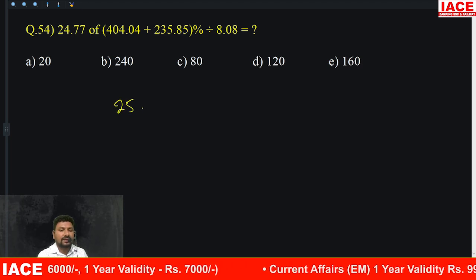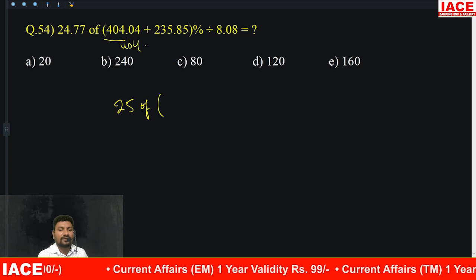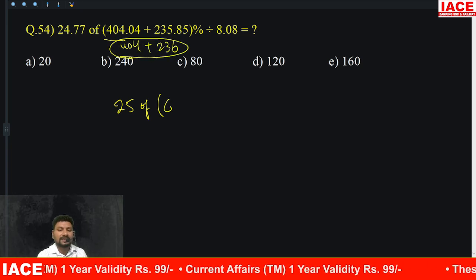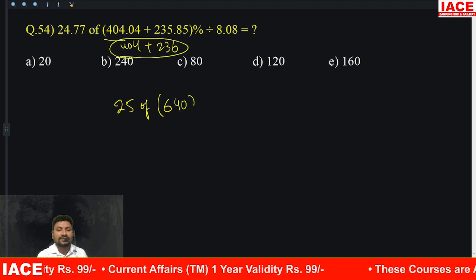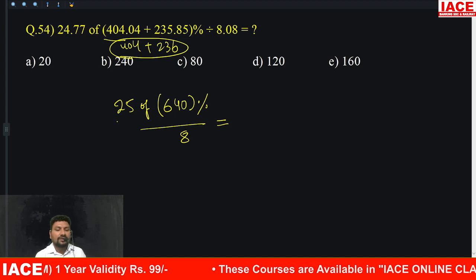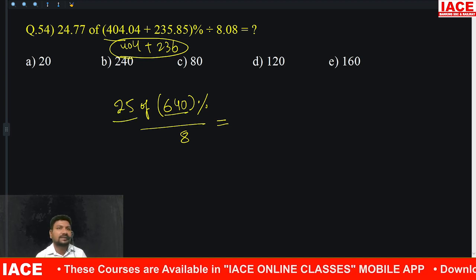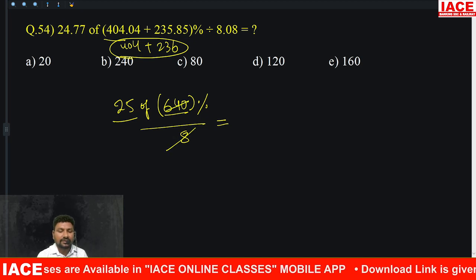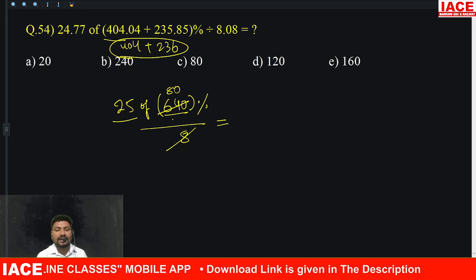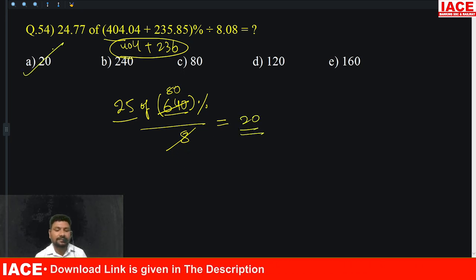Now write 25 percent of 404 plus 236. 404 plus 236 is equal to 640. 25 percentage of 640, otherwise 640 percentage of 25, both are same. Okay. 8 to 640, how many times? 80 times. 25 percentage of 80 equal to how much? 20. Option E.